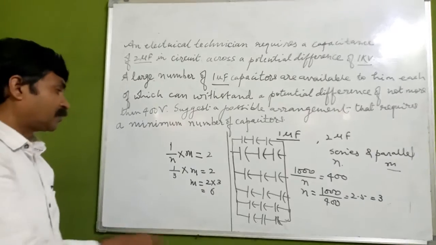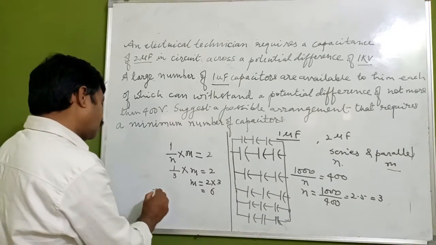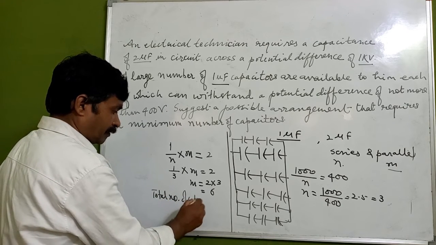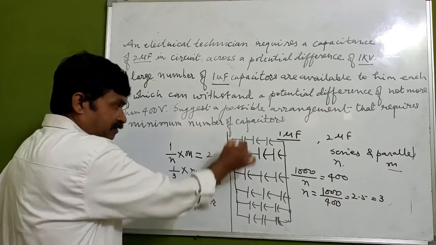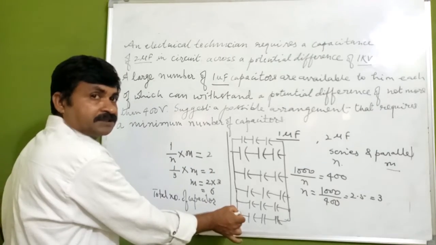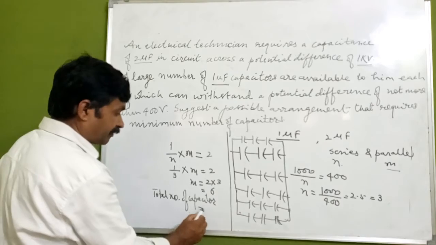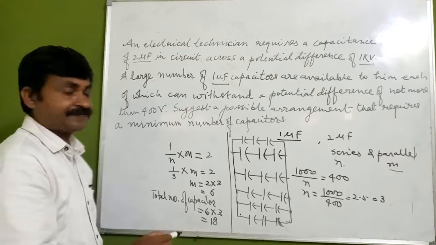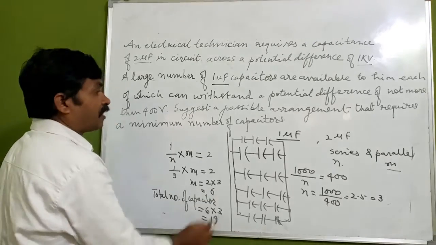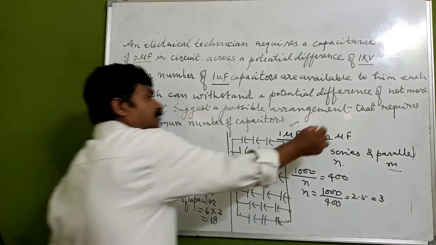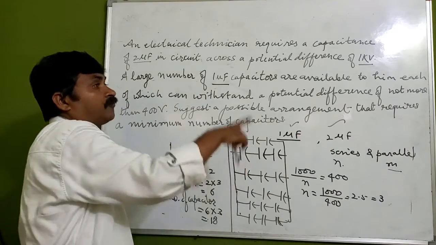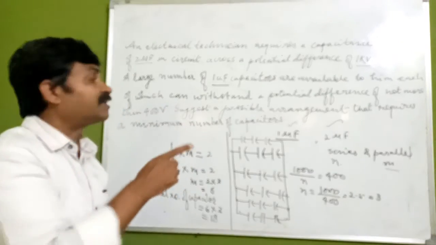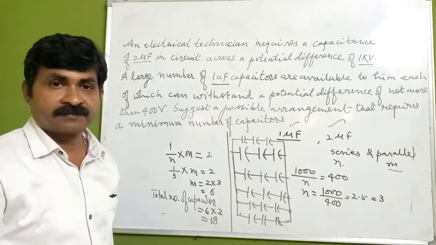This is the combination which we are going to have. Means the total number of capacitors required, if we are having such 6 series combinations, each will be having 3, so 6 into 3, we need to have 18 capacitors. 18 capacitors of 1 microfarad give us 2 microfarad and withstand 1 kilovolt, and each capacitor can withstand 400 volt.